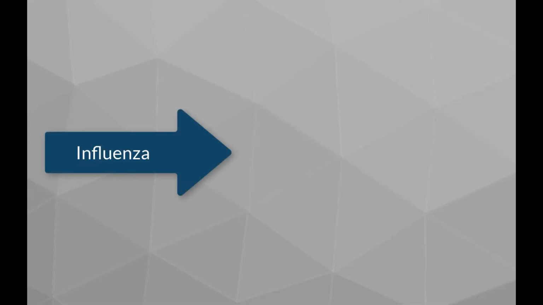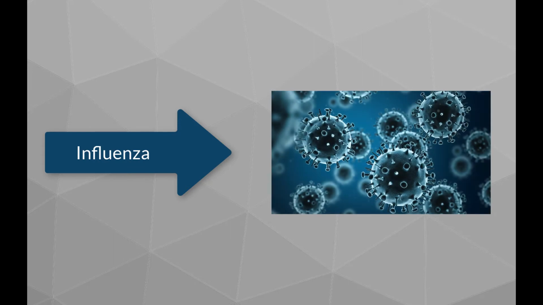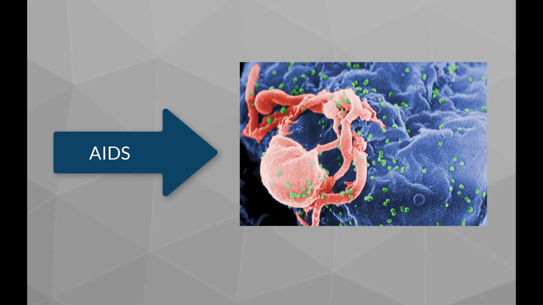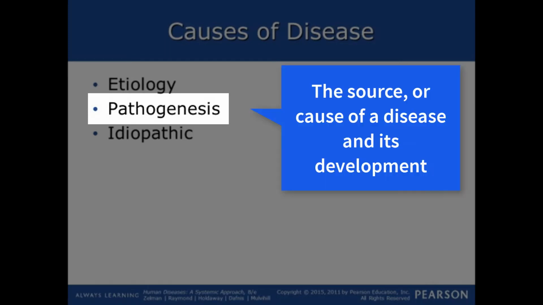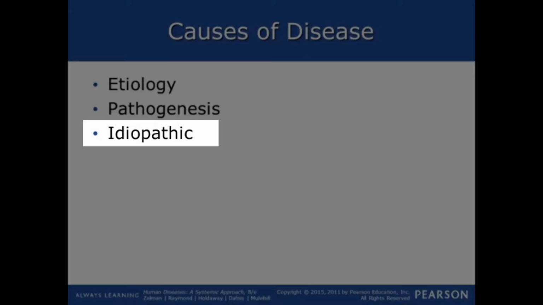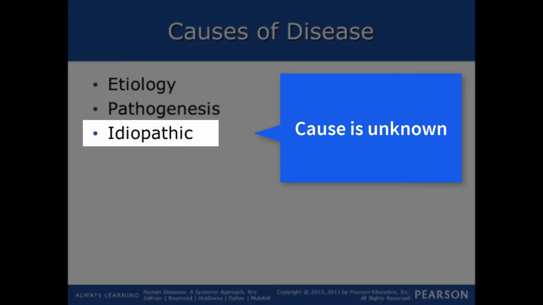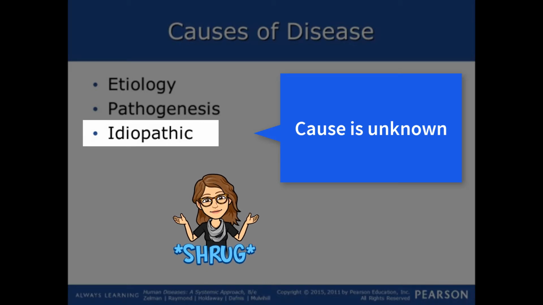So for example, influenza, the cause of the disease is the influenza virus. When we're talking about AIDS, for example, acquired immunodeficiency syndrome, the etiology is the virus. Pathogenesis refers to how the cause of the disease leads to the anatomical and physiological changes in the body that ultimately results in the disease. And then idiopathic, that just simply means that we don't know what causes the disease. The cause of the disease is unknown.